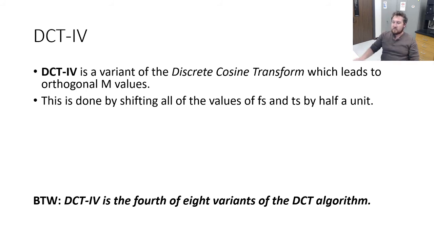There we go. So we're going to take all of the values that we would normally pick, and we're just going to shift them over by half a unit. And that gives us an orthogonal matrix. By the way, DCT4 is the fourth, spoiler, of 8 variants of the DCT algorithm, right? All 8 have different particular applications. DCT4 is the one that optimizes for orthogonal values of M.